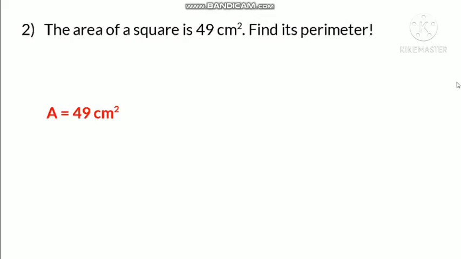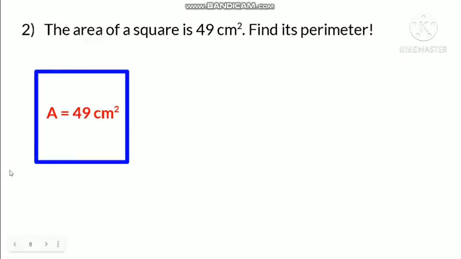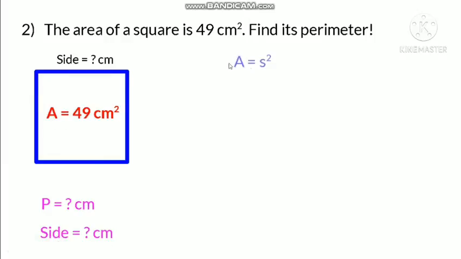Problem number 2. The area of a square is 49 square centimeters. Find its perimeter. First, we draw the square, and we know that the area is 49 square centimeters. We need to find out the perimeter of the square, but we need to know first how long is the side. So there are two problems here that we have to do. First, we can find out the side by using the area. Area of square is side squared.